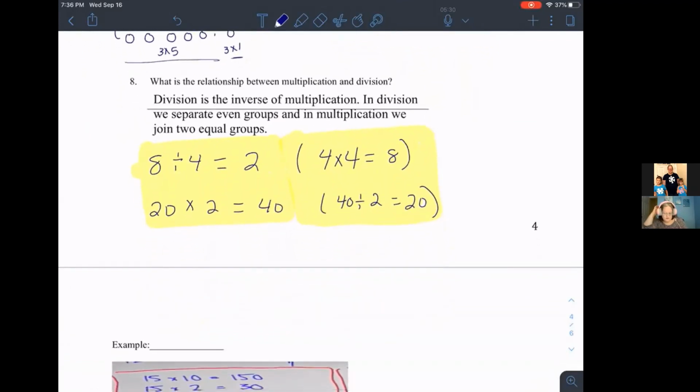Number 8, it says, what is the relationship between multiplication and division? Division is the inverse of multiplication. In division, we separate even groups, and in multiplication, we join equal groups. So I just wrote like 8 divided by 4 is equal to 2, and then 4 times 2 equals 8. So either you're putting them together or you're splitting them apart.